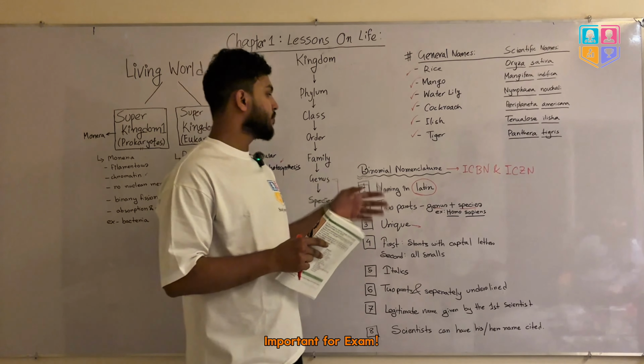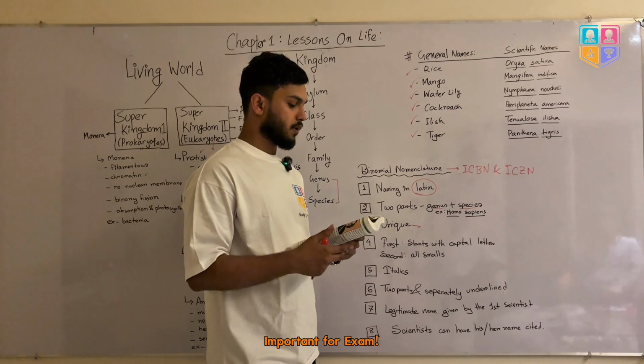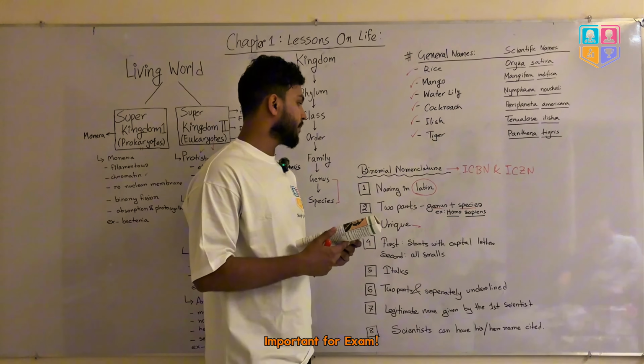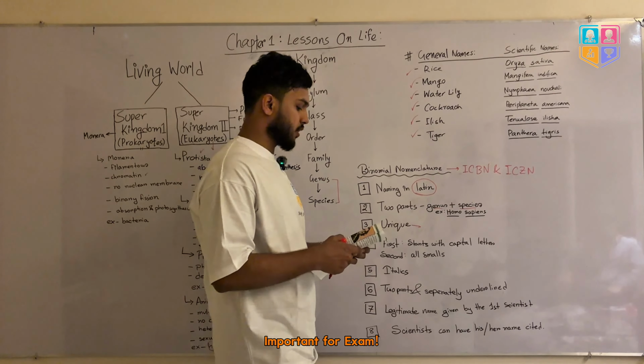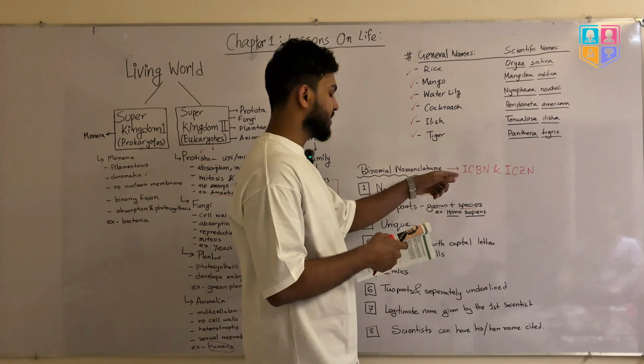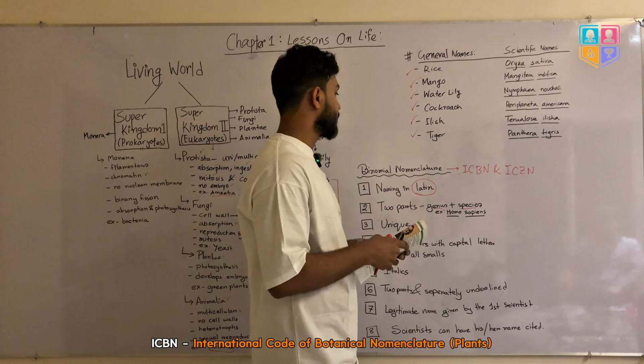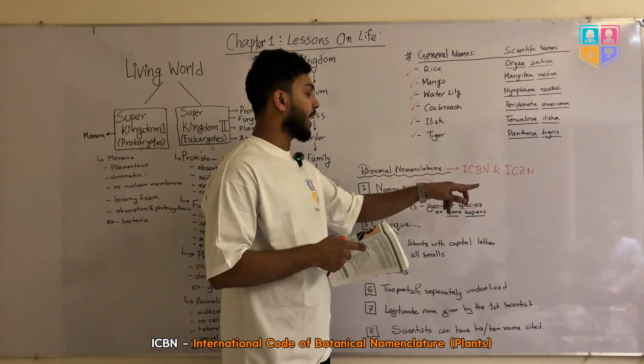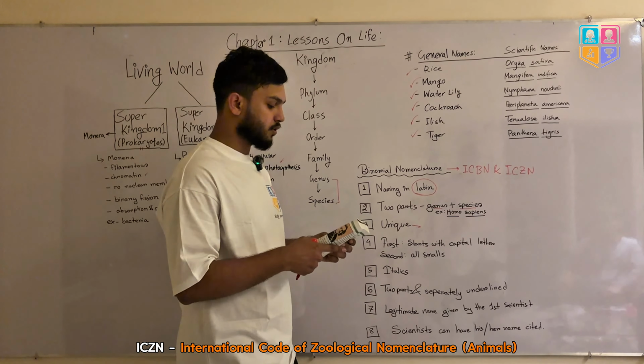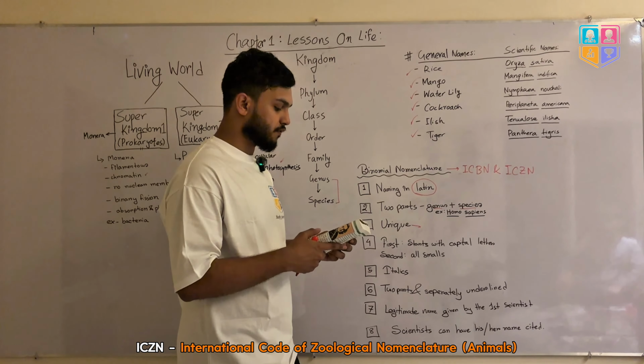Alright, the scientific name of any animal under the binomial nomenclature should accord with the declared principles of the ICBN, which is the International Code of Botanical Nomenclature, and ICZN, which is the International Code of Zoological Nomenclature. The main important points for chapter 1 that are important for your exams are these two parts, and each one of these parts along with its description is very important for you to remember.